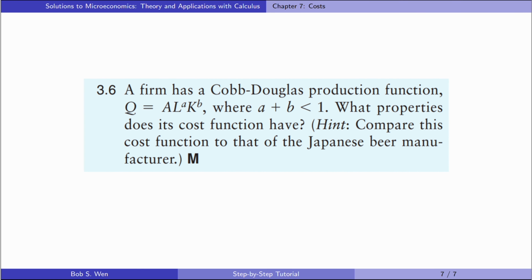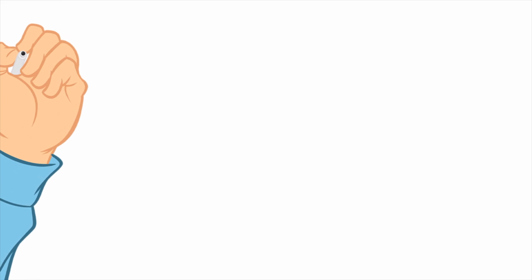Let's try exercise 3.6. A firm has a Cobb-Douglas production function where the sum of A and B is less than 1. What properties does its cost function have? The property of a cost function refers to whether the cost function exhibits economies of scale or diseconomies of scale.